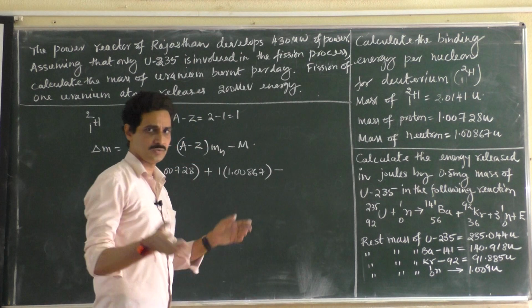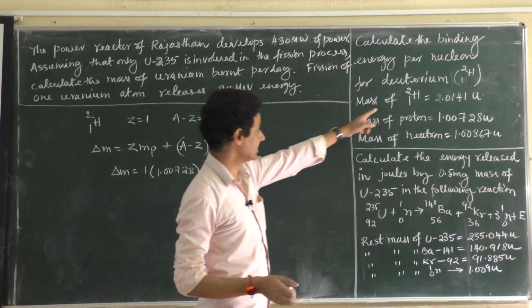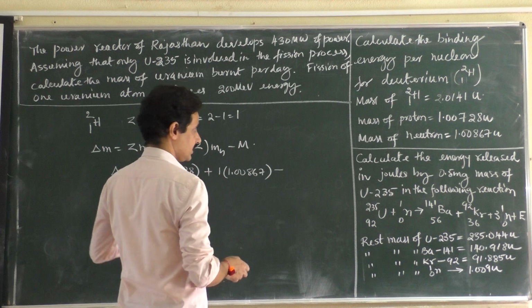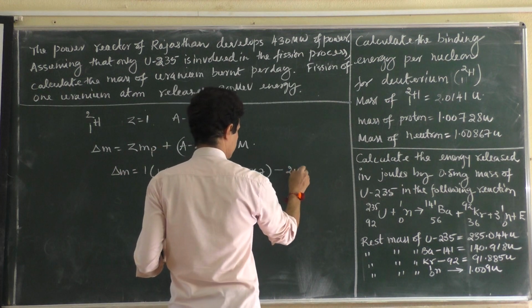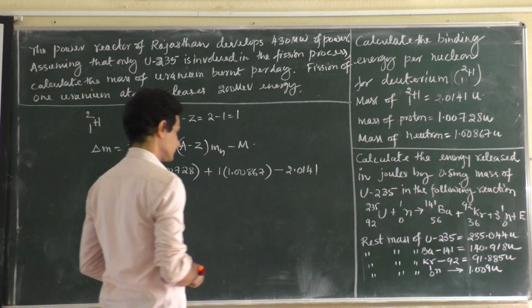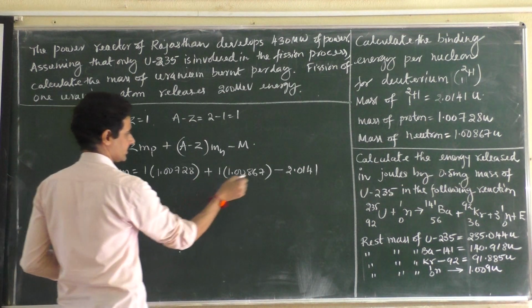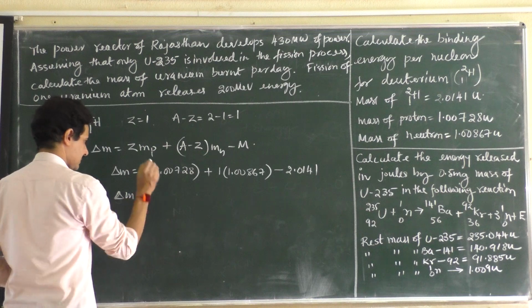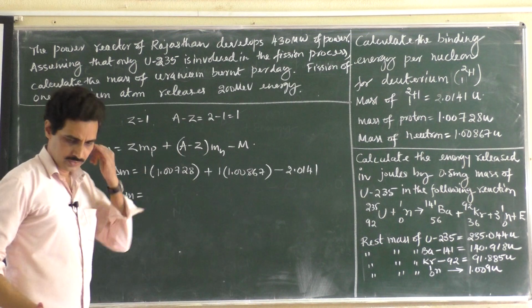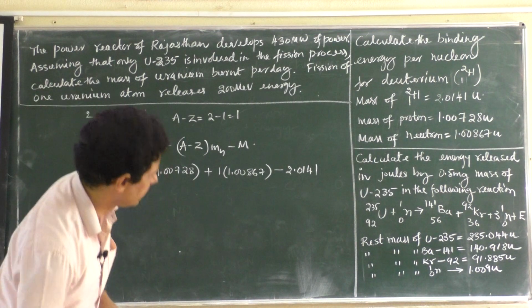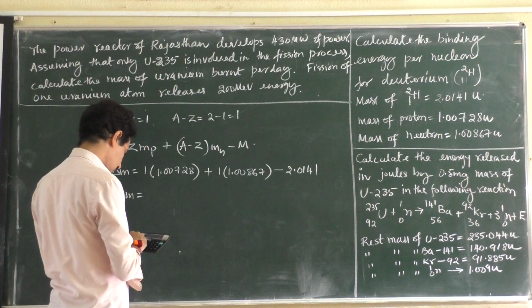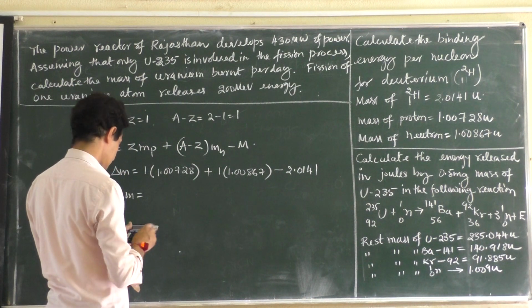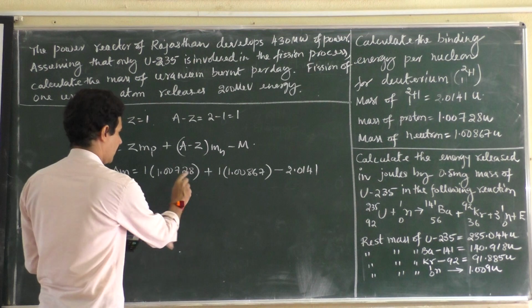Mass of the actual nucleus will be lesser. How much is it given? Mass of deuterium nucleus is 2.0141 u. So mass of the individual protons and neutrons minus mass of the nucleus. So what is mass defect? Mass defect delta m is equal to, so you have to calculate this. You should calculate even with all the decimal numbers, taking account into all these numbers.